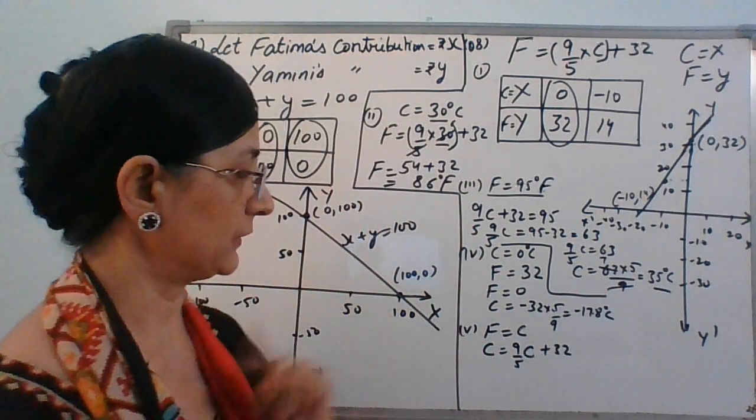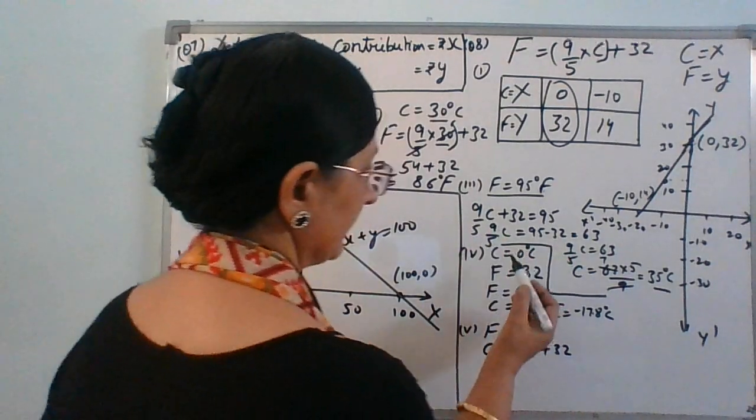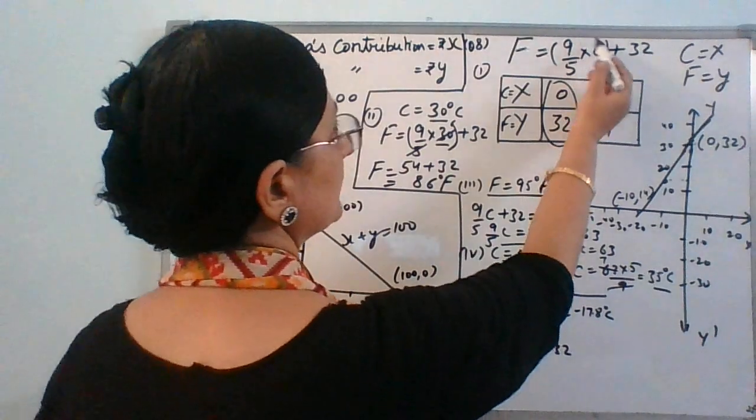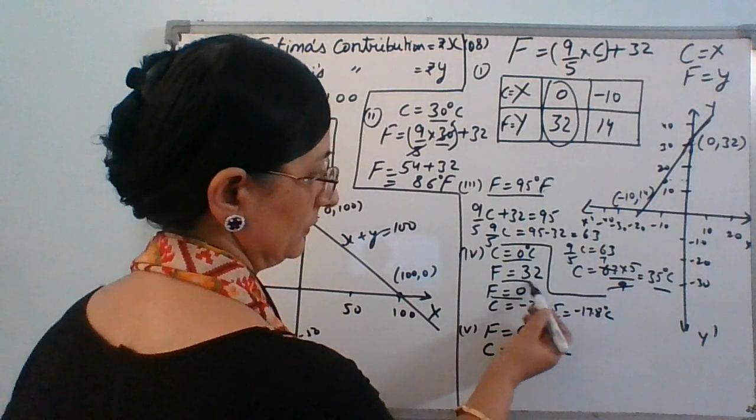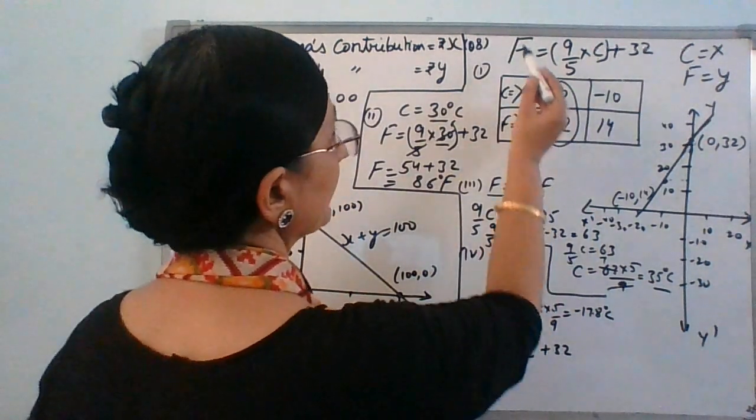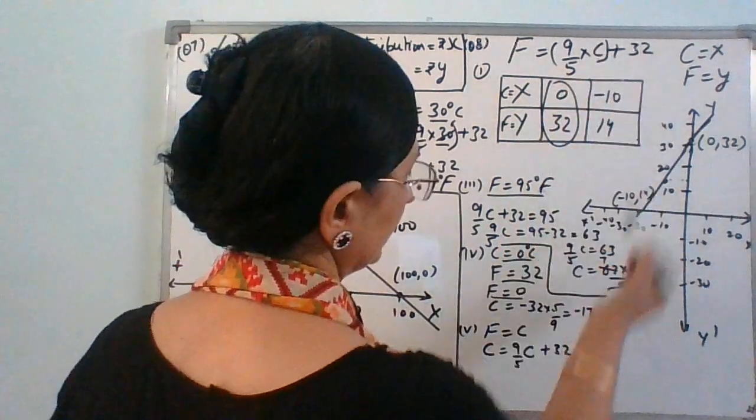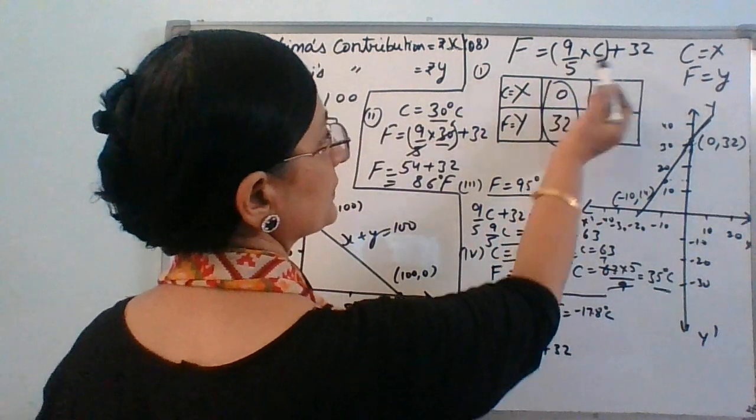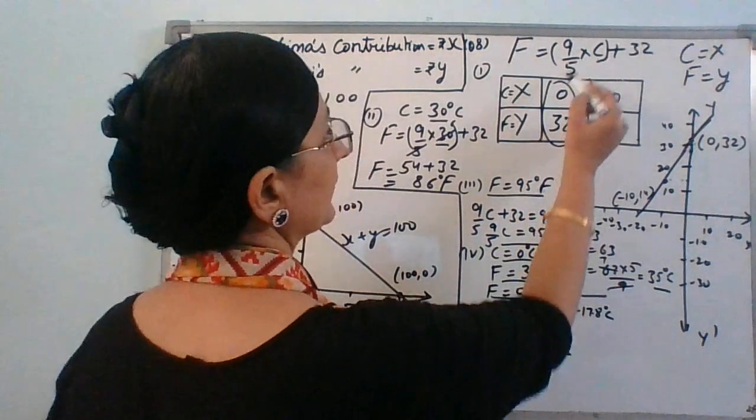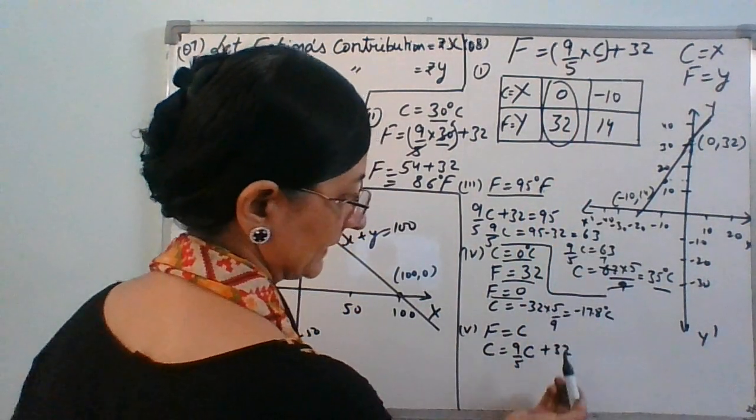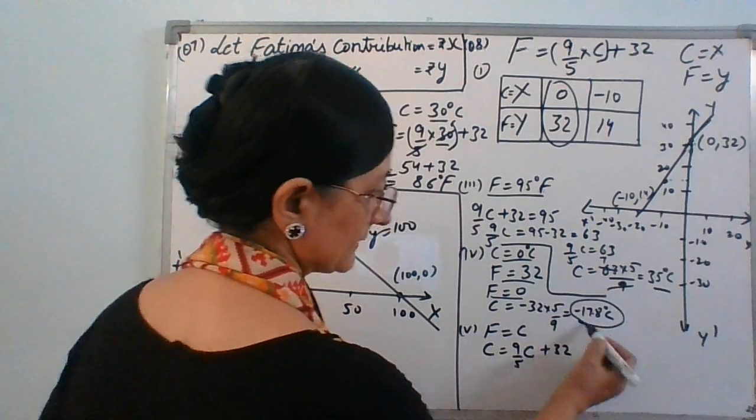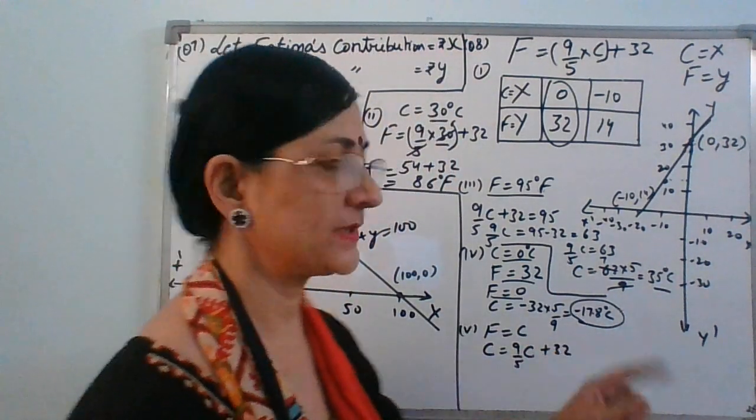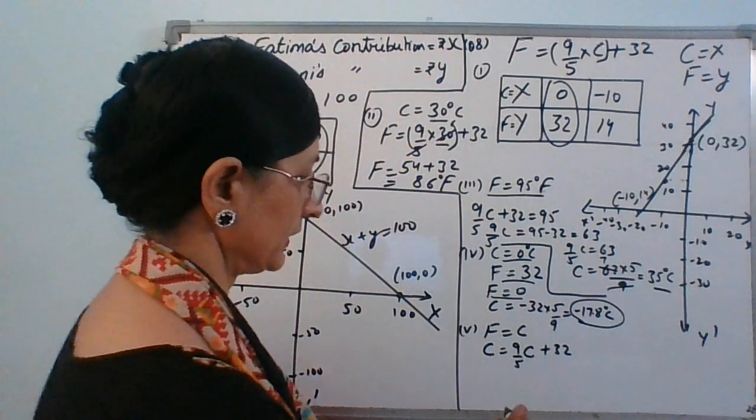Now comes the fourth part. In the fourth part, there are two parts: when C is 0 and when F is 0. When C is 0, the whole term becomes 0, then F is 32. When F is 0, do the calculation: 9 by 5 C plus 32 equals 0. 32 will come to the other side, then multiply by 5 and 9 by cross multiplication. You have to solve this, you will get 17.77 something, approximately equal to minus 17.8.